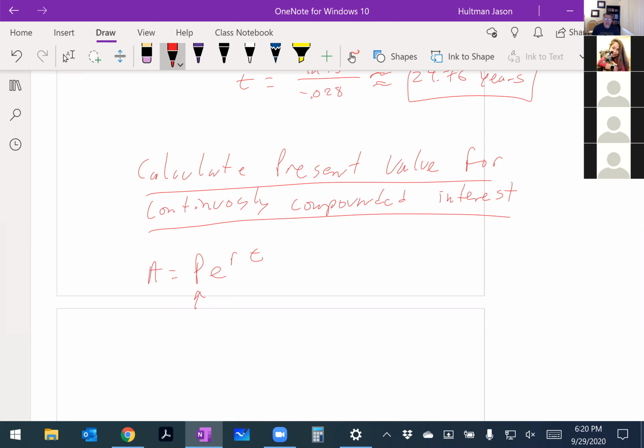Oh, Gabriel says, what if the base wasn't e? Could you still take the natural log? Yeah, you could take the natural log of any base. And then you would just bring down the exponent. Okay, Gabriel?